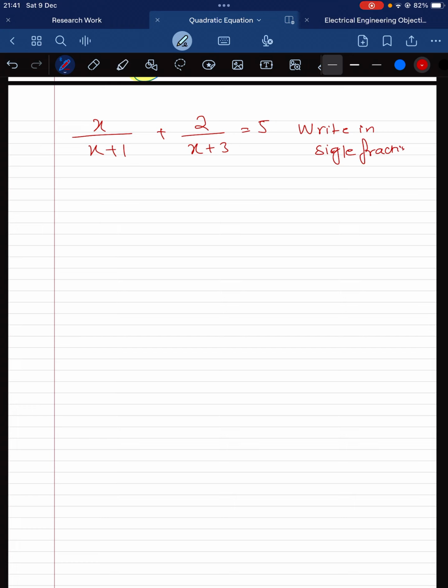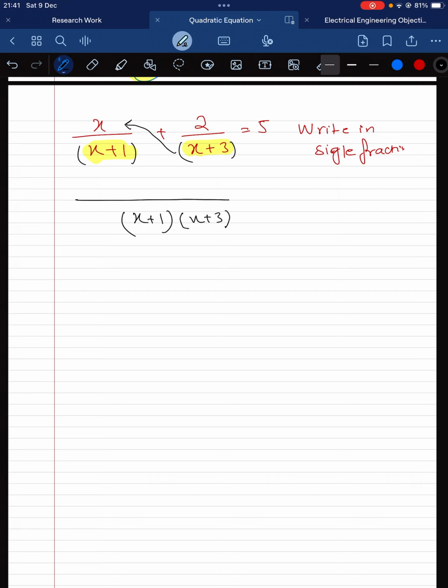Okay, so what we need to do, we need to write it in a single fraction. So what we can do, we take the LCM on this side. The LCM will be these two terms, x plus 1 and x plus 3. Now this term will multiply this one, and this term will multiply with this one. So we do cross multiplication: x into x plus 3 plus 2 into x plus 1. This is the main step.